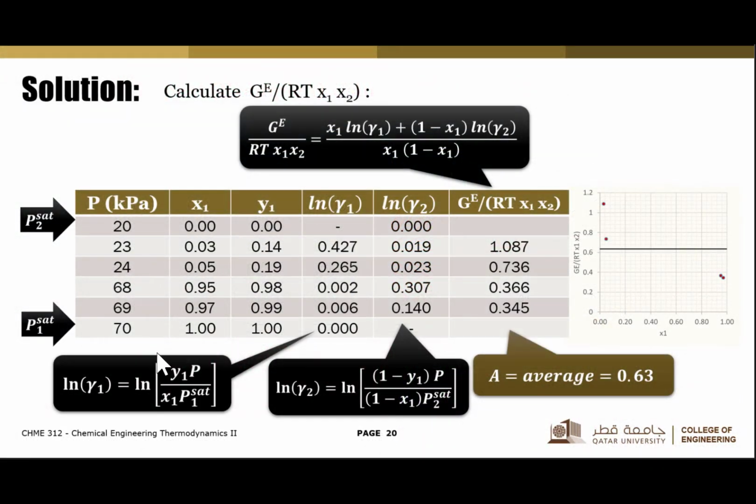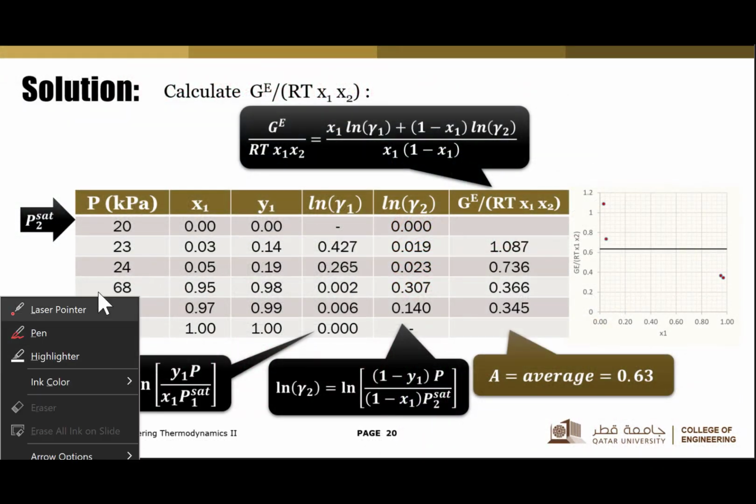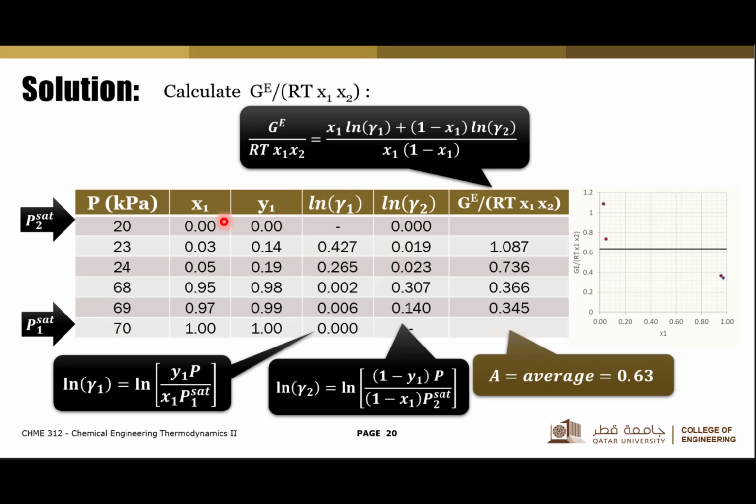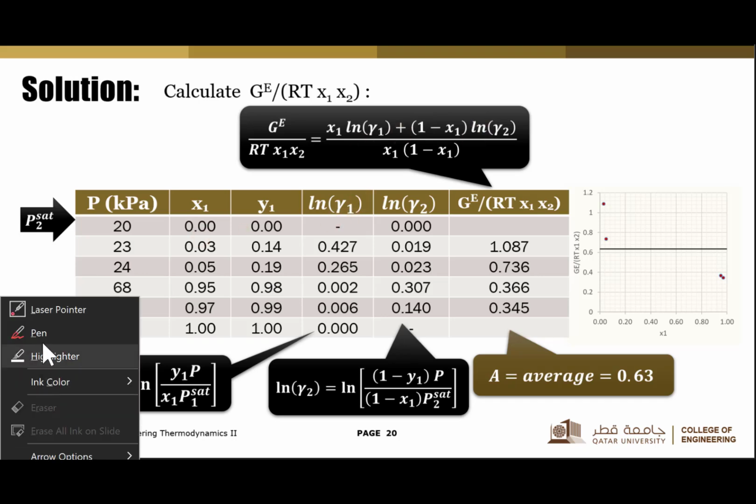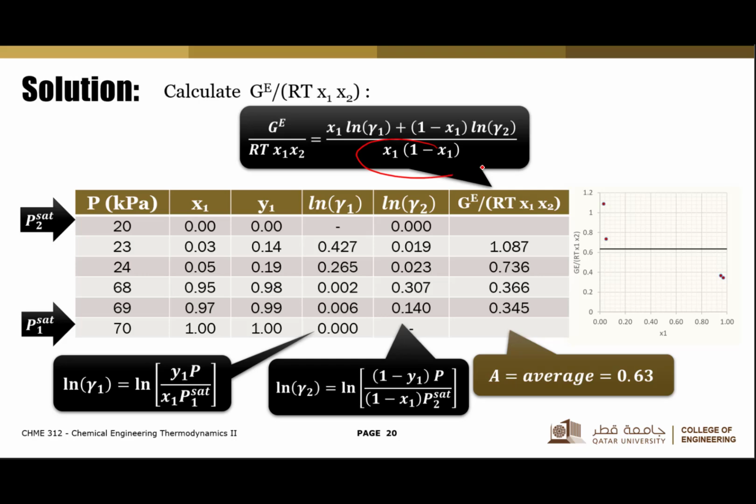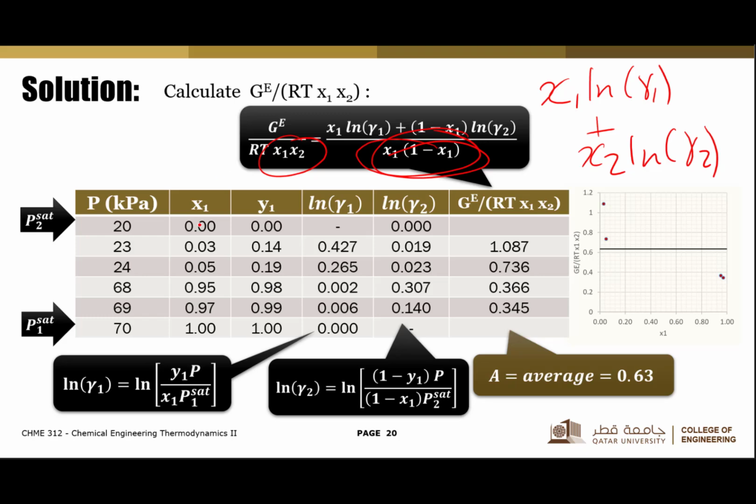So here we have the pressure data, we have the x and the y. To get gamma 1 and gamma 2, we use modified Raoult's law, and we take the natural log of that. Then to get this, we take the summability relations, which in the general form is without this denominator here. The general form is just x1 natural log gamma 1 plus x2 natural log gamma 2. Why do we add this on the bottom? Because we're dividing by x1 and x2. Why do we do that? Because the model is based on that.